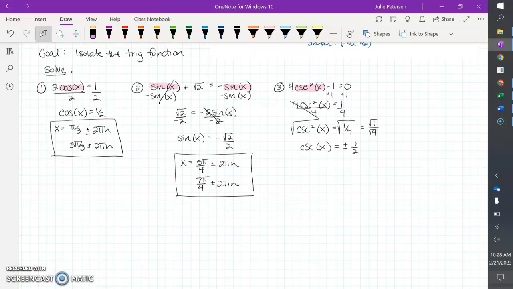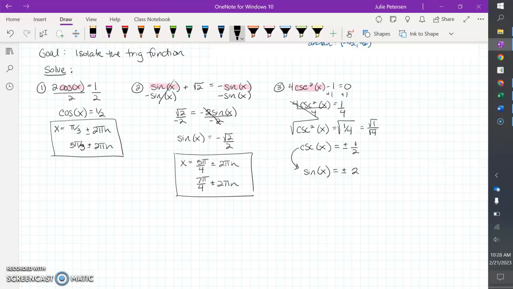All right, so we've solved. However, cosecant is not really one of the functions that we look at on the unit circle, but its reciprocal is. So let's rewrite it as its reciprocal. So if the cosecant of x is plus or minus 1 over 2, then the sine of x is plus or minus 2 over 1, or 2.